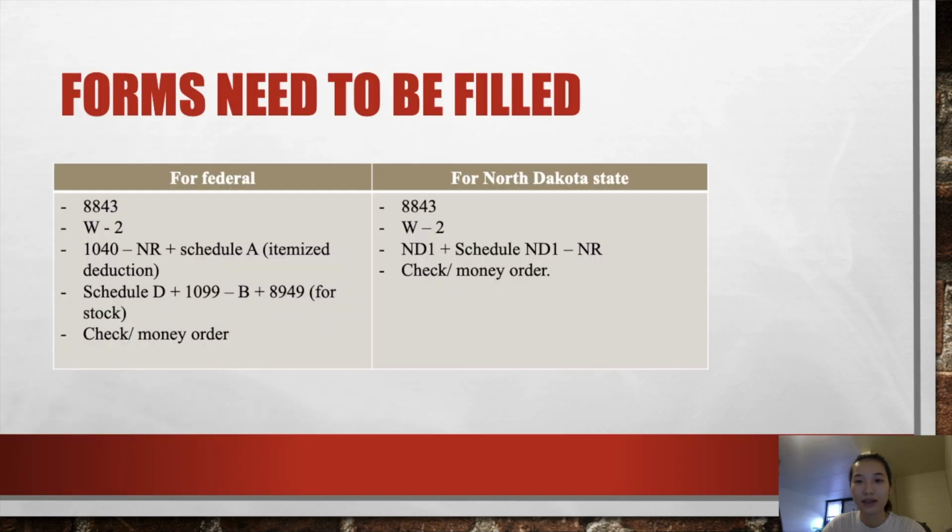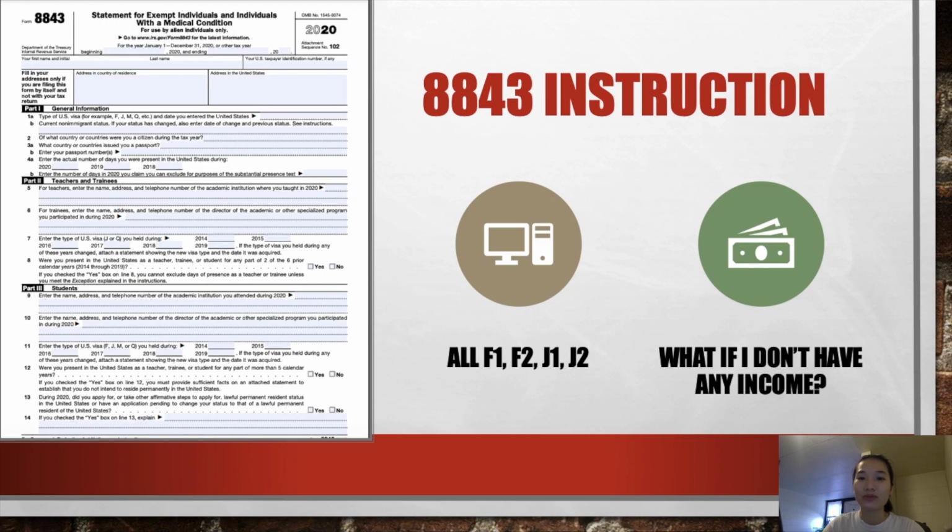Yes, that's right. Other forms like Schedule A, Schedule D, 1099-B, or 8949 need to be attached to this file. The other column is for state tax, which is simpler. About Form 8843, everyone has to file this form even if you don't have income. Each person in your family needs their own form, and you have to send them in separate envelopes.